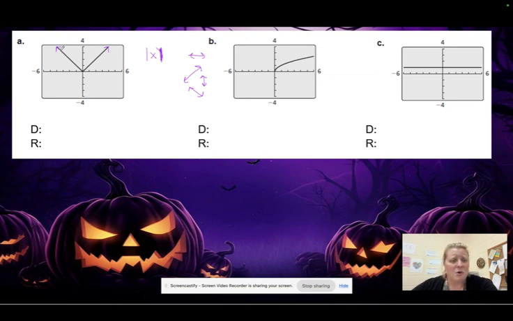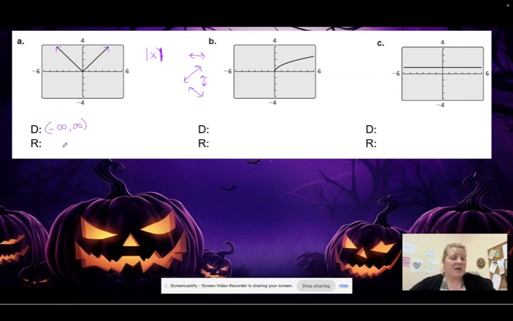So your domain, you want to look for a left endpoint, but you can see there's an arrow that points outwards, right? Not only is it going up, it's also going outwards. So we have no left endpoint. And it's the same thing on the other side. We're going outwards more and more and more, so there is no right endpoint. So your domain is all reals or negative infinity to infinity.